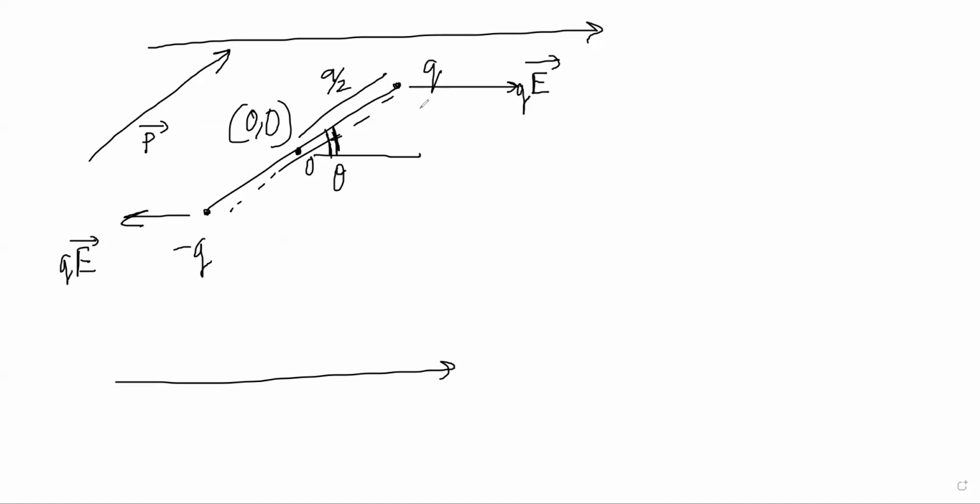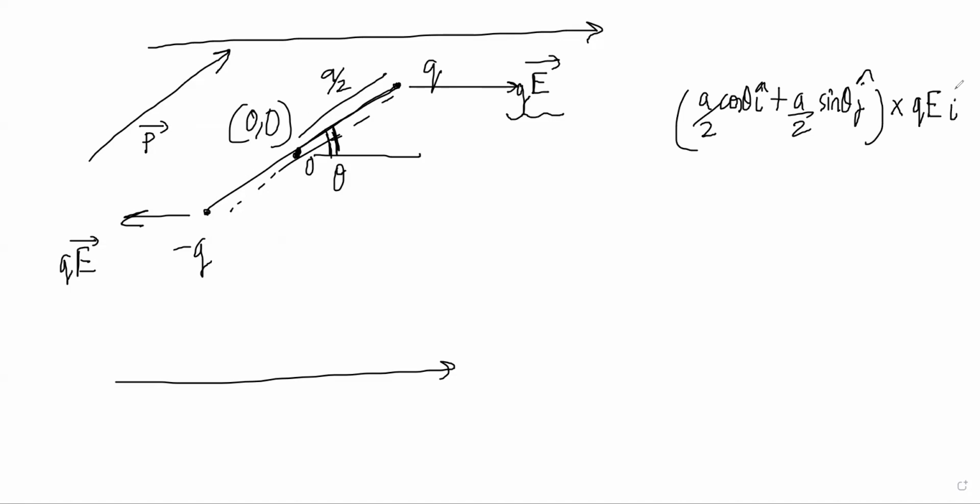So the torque about this O due to this force would be r cross F, which is a by 2 cos theta i cap plus a by 2 sin theta j cap, cross product with qE i cap. I hope you are understanding what I'm saying. i cross i is 0, j cross i is minus k because the rotation is clockwise.